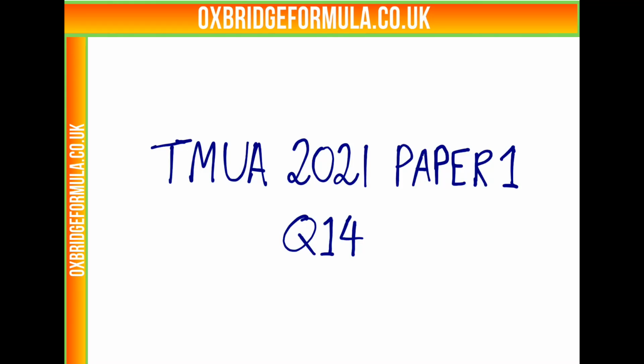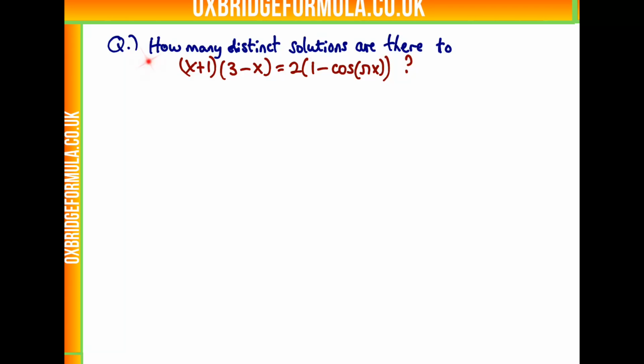This is TMUA 2021, Paper 1, Question 14. We want to work out the number of distinct solutions to this equation: (x + 1)(3 - x) = 2(1 - cos πx). How might we do this?